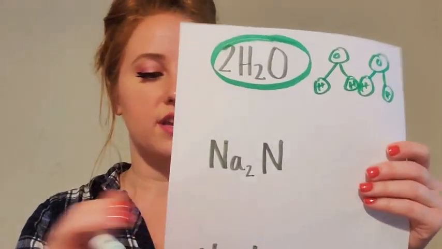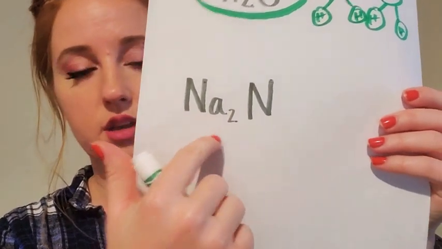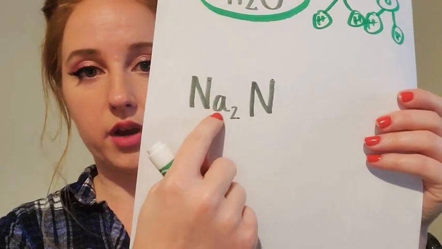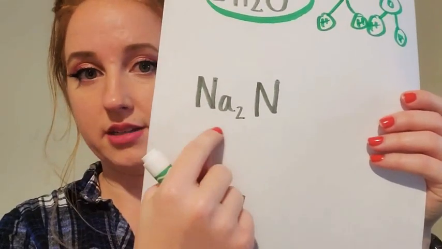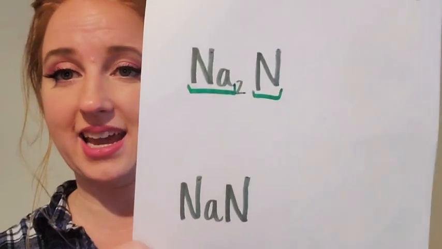Okay, the other thing that I want you to keep a lookout for is when you see little lowercase letters. So we have capital N, lowercase a. These are combined. The little letter is always combined with the big letter before it. So really, this formula says Na2N.